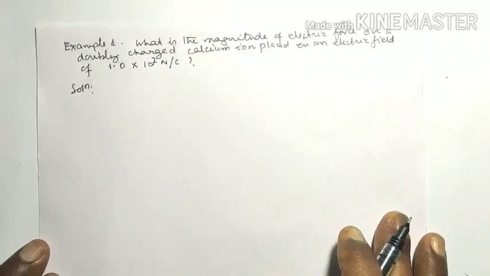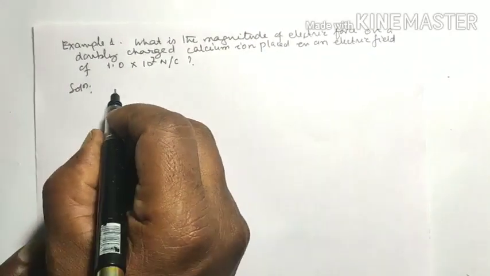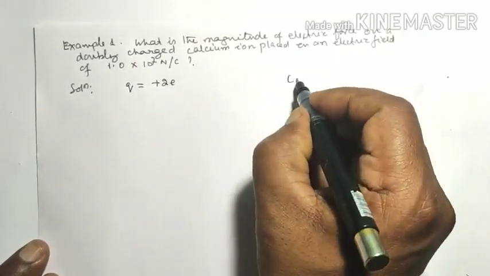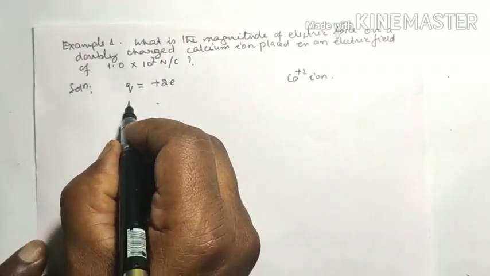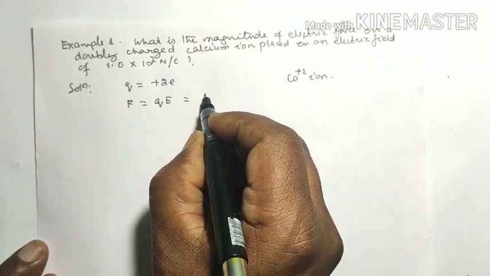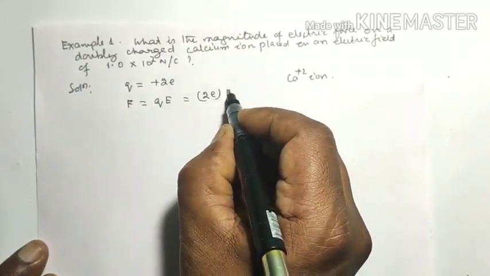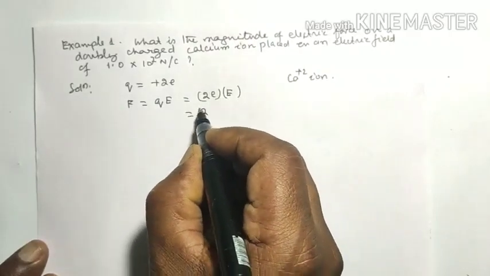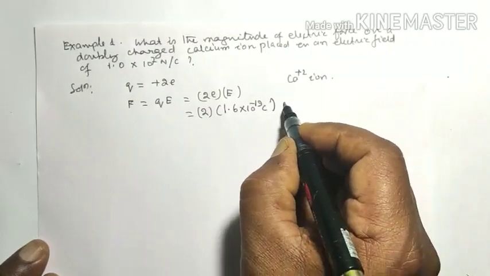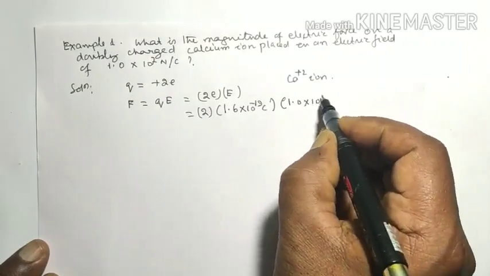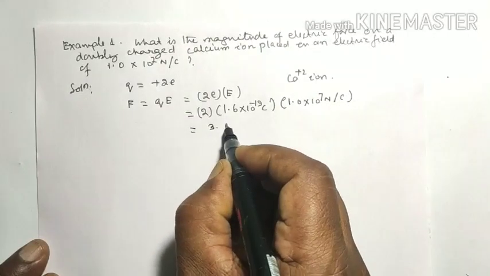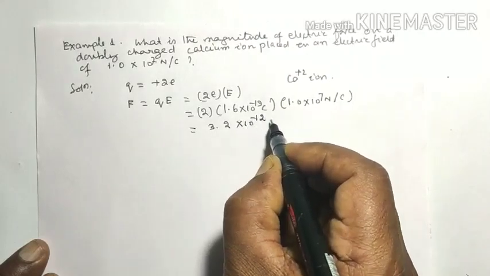Solution. Calcium ion is doubly charged, means charge Q is equal to plus 2E, calcium plus 2 ion. So magnitude of force F is equal to QE. Q equal to 2E into capital E. So 2 into 1.6 into 10 to the minus 19 Coulomb into 10 to the power 7 Newton per Coulomb. So this is equal to 3.2 into 10 to the power minus 12 Newton.